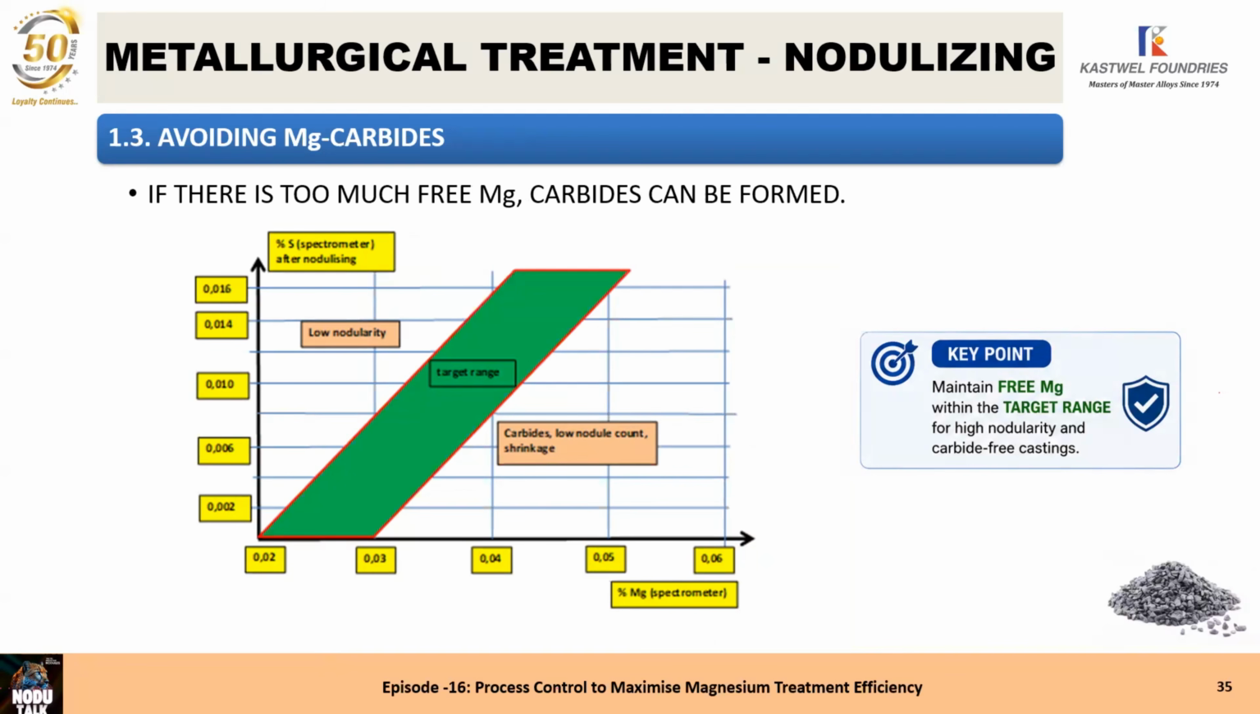If there is too much free magnesium, carbides can be formed. In this graph, we have to work in the green area. On the y-axis, you see the percentage sulfur indicated by the spectrometer, and on the x-axis, you see percentage magnesium indicated by the spectrometer. We always need to work in the green area. If you are on the left-hand side of the green area, you will have low nodularity, and if you are on the right-hand side of the green area, you end up with carbides, low nodule count, and shrinkage in the casting. So the best range to operate with your magnesium and sulfur is the green area.